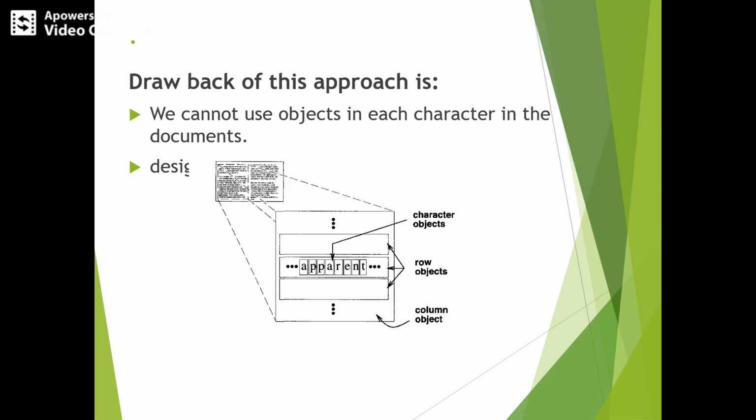Here we will see the drawback first. What is the drawback of the traditional approach? We cannot use an object for each character in the document design format. Here there is a character object, the row object, and the particular column. That is the word we have taken, APPARENT. In the traditional approach, this entire structure will be affected.